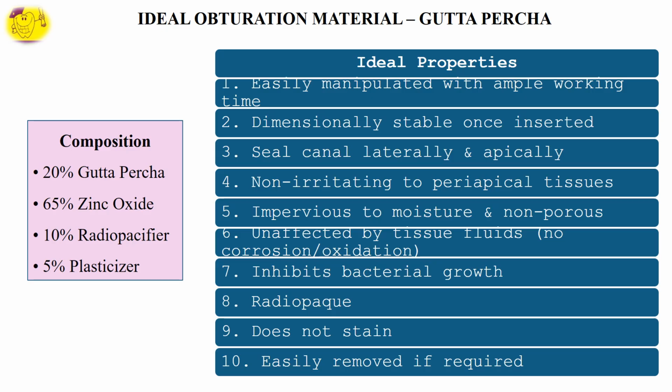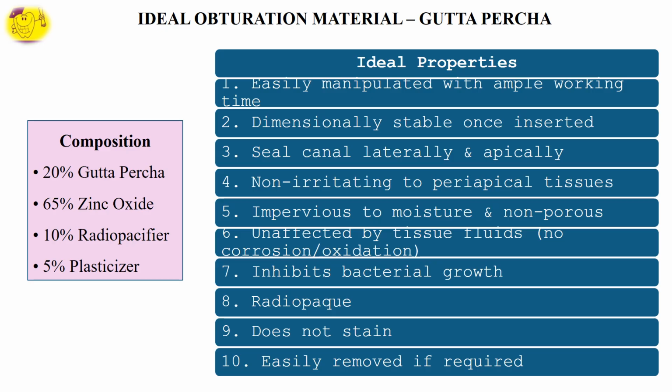And this is a very famous, important MCQ question in terms of composition. And students tend to make a mistake here because they assume the major composition is gutta percha. However, it is only 20%, and then the remaining 65% is zinc oxide, 10% is radio opacifier, and 5% is plasticizer. The ideal properties of an obturation material is that it should be easily manipulated with ample working time.